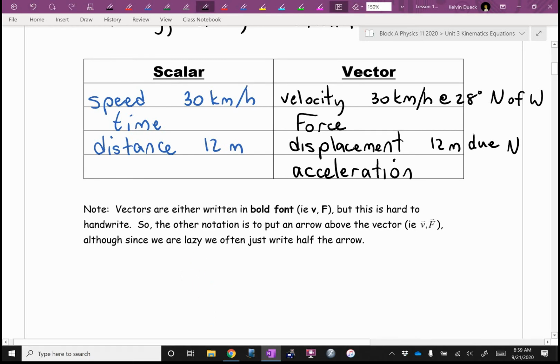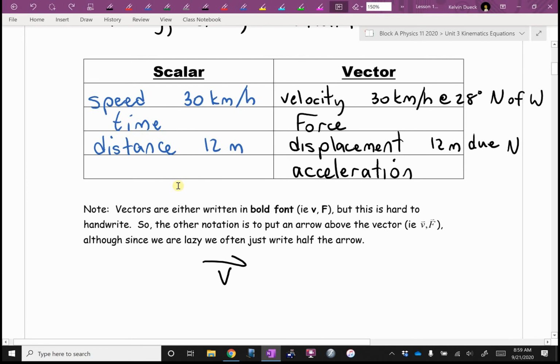So let me give you an example. This is a lowercase v. That's velocity. Look up for a second. Look up, everybody. That's speed. How do I know? Because there's no vector sign on it. Velocity, speed. Speed is a scalar, velocity is a vector.